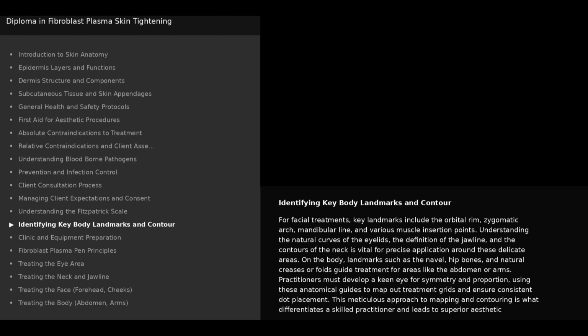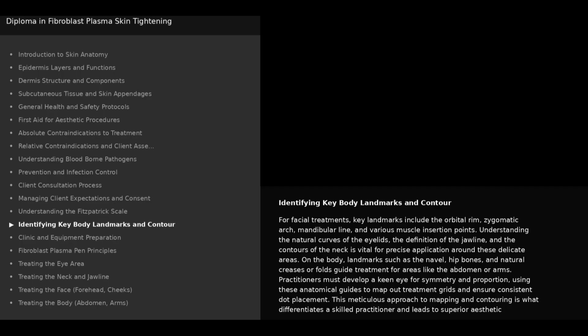For facial treatments, key landmarks include the orbital rim, zygomatic arch, mandibular line, and various muscle insertion points. Understanding the natural curves of the eyelids, the definition of the jawline, and the contours of the neck is vital for precise application around these delicate areas.